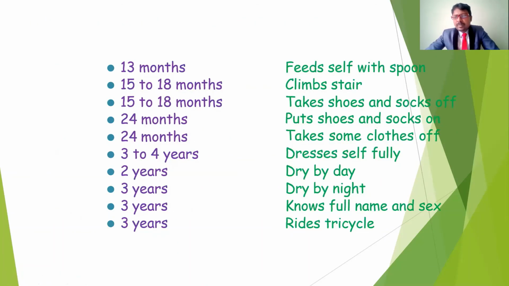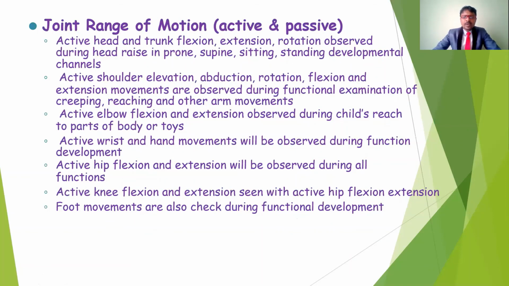If there is any abnormality in the development, we have to find where they are having the problems, whether it is sitting, standing, speech or language, or attention span. According to the patient, whatever type of cerebral palsy we recognize, we are going to train properly according to the patient's condition. And also we have to check the joint range of motions, the active movements as well as the passive movements.